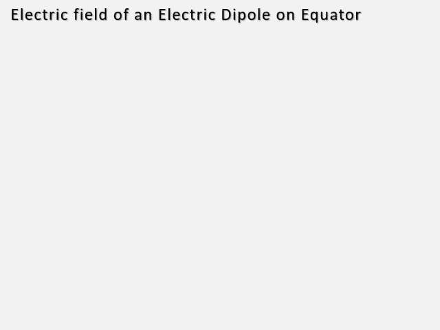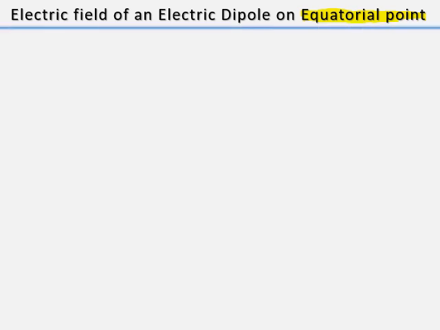Let us now try to derive the expression for the electric field of an electric dipole at some point on its equator. When you say equatorial point, you are talking about some point which is on the perpendicular bisector of the dipole. So let us try to find out how we find the electric field if we are interested in some point on the perpendicular bisector of the dipole.